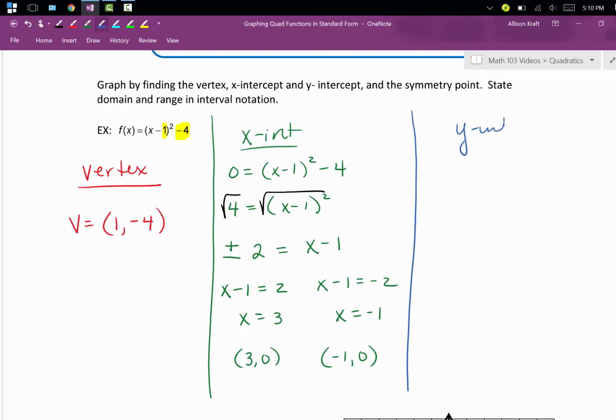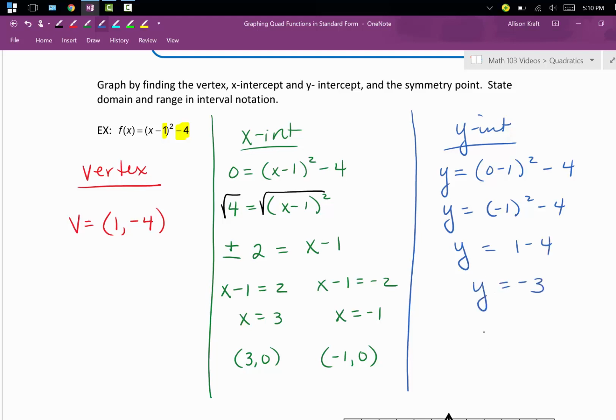To find the y-intercept, we always let x be equal to 0 and then solve for y. y equals (0 minus 1) squared minus 4. There is no shortcut here. When finding the y-intercept for a quadratic function in general form, it's always (0, c), but that is not true when we are in standard form, so you actually have to perform the order of operations. We get our y value to be equal to -3, making our y-intercept the ordered pair (0, -3).